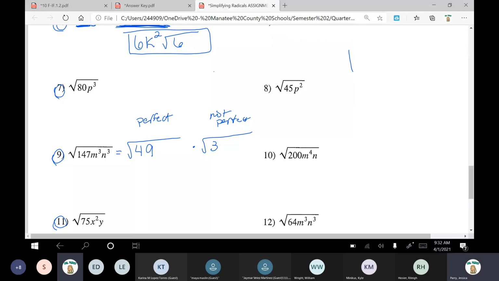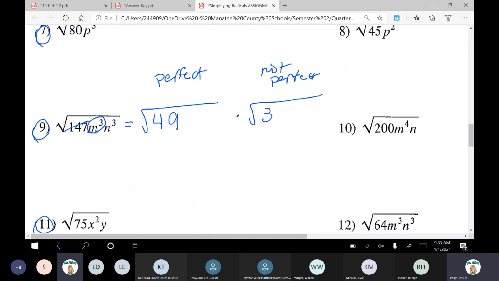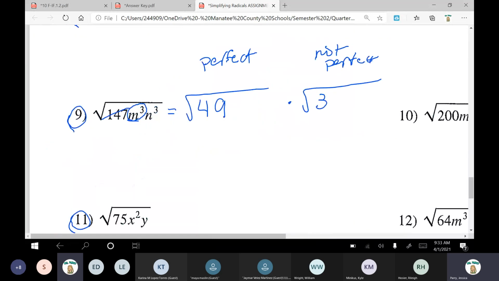Okay, so we've got our numbers. Now let's look at our variable m. M to the power of 3. Is the exponent 3 divisible by 2? Can we do 3 divided by 2 and get a whole number? Yes or no? No, we can't. So we're going to have to split this one up. I'm going to have some m's here and some m's over here that are not perfect.